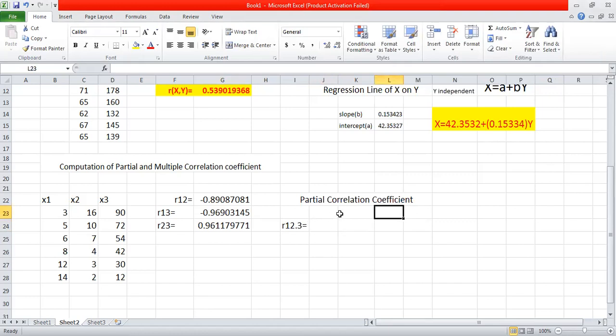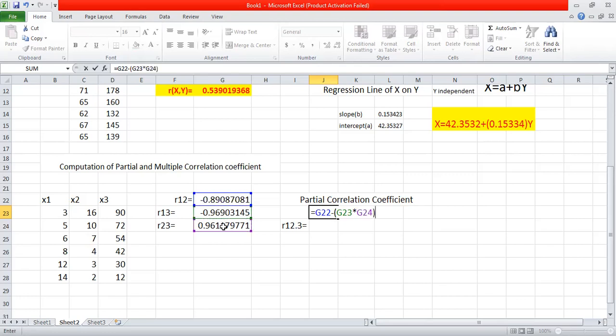For R13, the numerator value is R12 minus R13 into R23. So this is your numerator value.